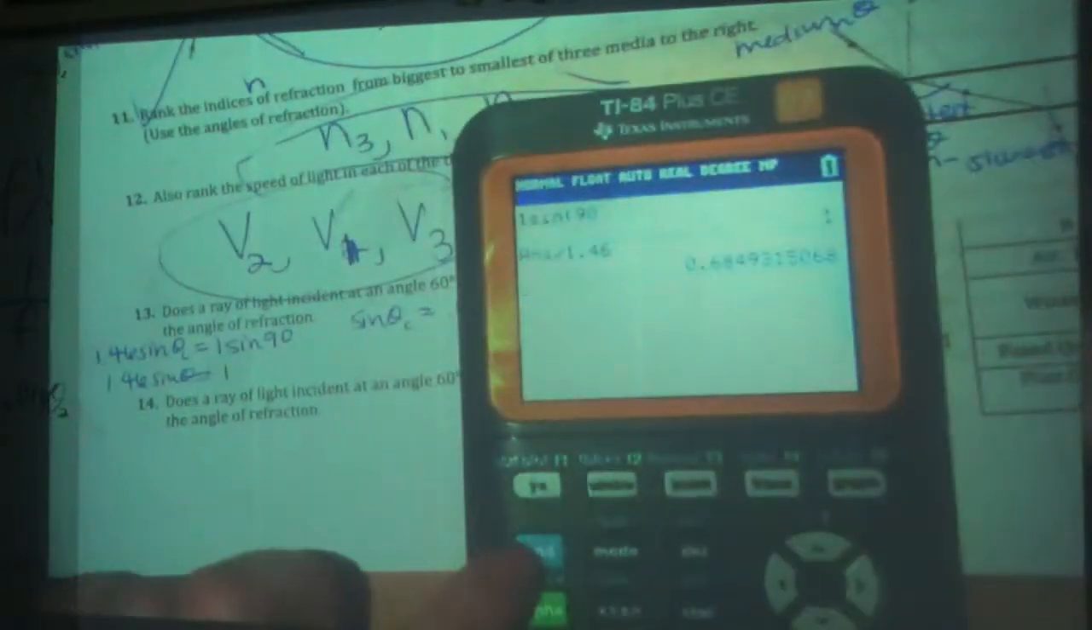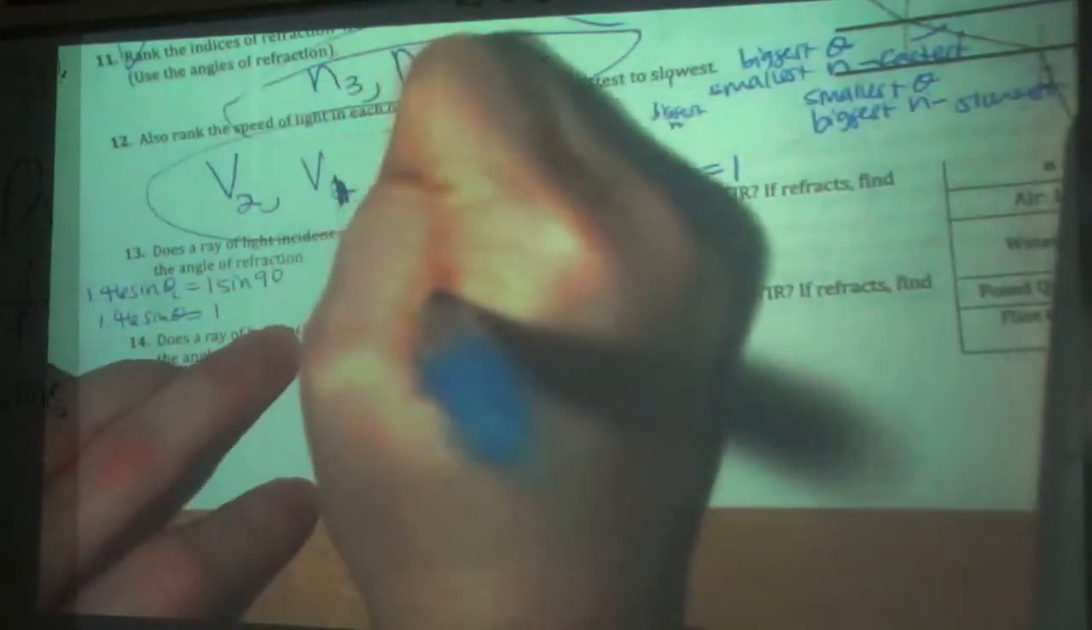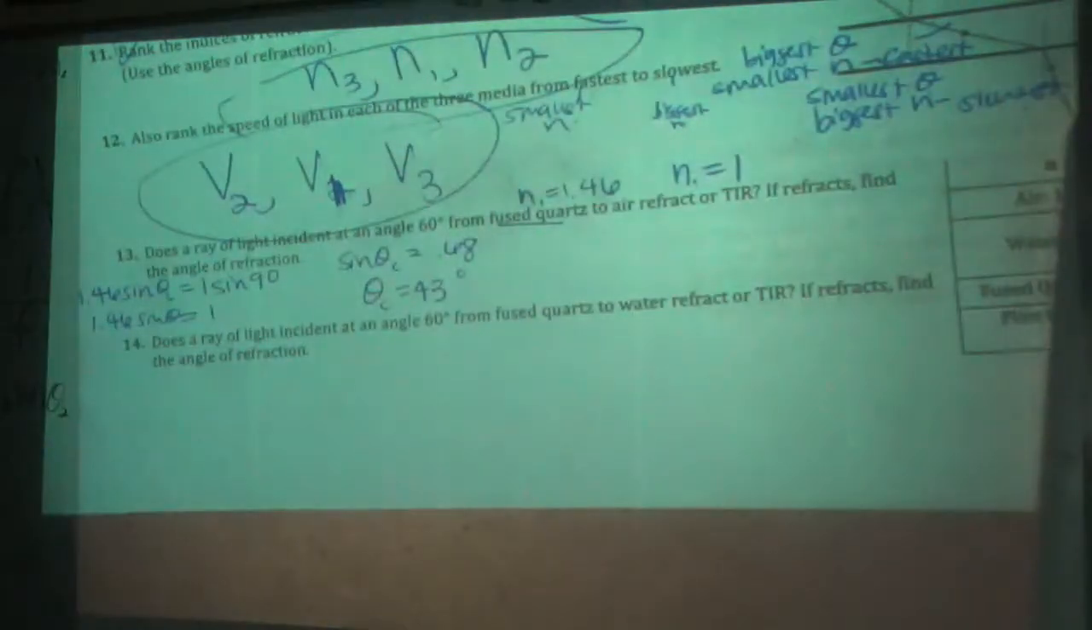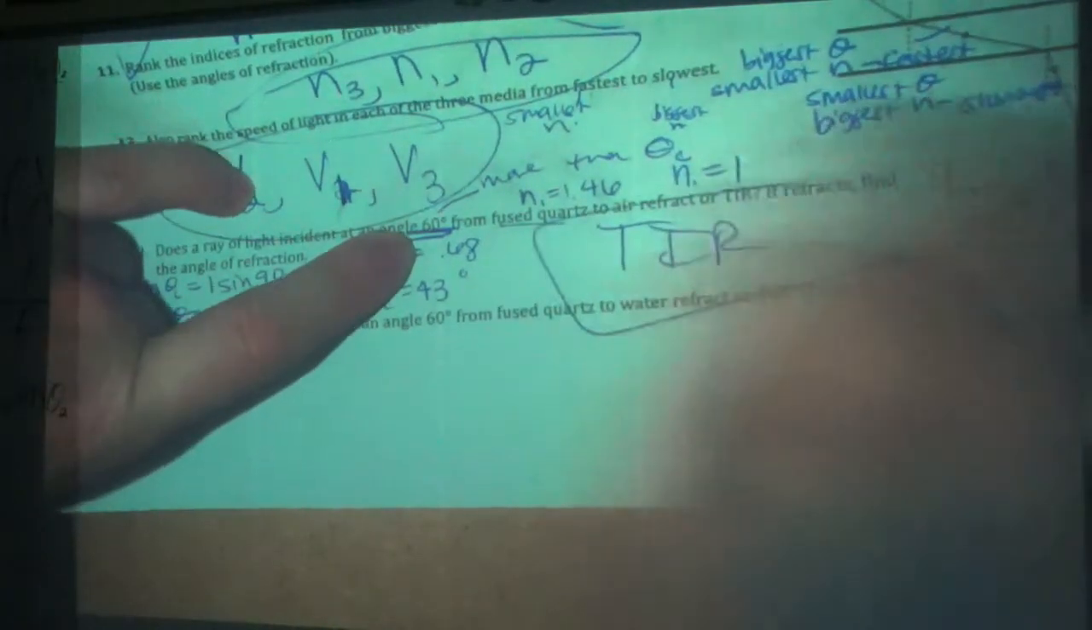And now I need to undo sine to get the critical angle. So undo sine, you do second sine, or the sine inverse, of that number. And that's going to give me 43 degrees. So the critical angle is 43 degrees. That's not my answer, that is the critical angle. So let's look. I'm going into a smaller n, my critical angle is 43 degrees. If I'm coming in at 60 degrees, my incoming angle is more than the critical angle. If it comes in more than the critical angle, that's going to give me total internal reflection.